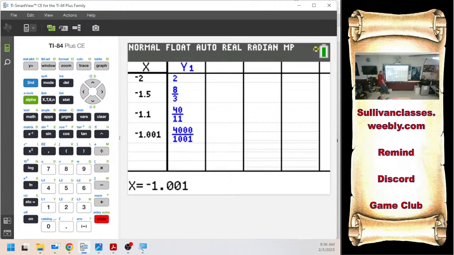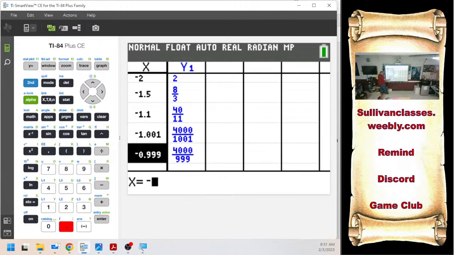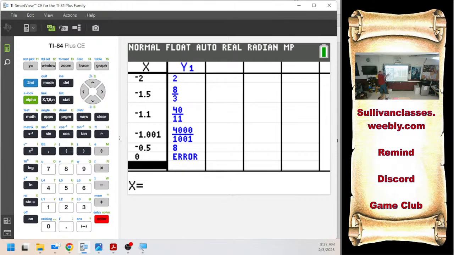-1.001. See, I'm getting closer and closer and closer. 4,000 over 1,001. What's that? Almost 4. What if I was on the other side? What if I was at -0.999? -0.9. -0.5. 0. Ooh. That's interesting. Okay, fine. Negative 0.1. All right.